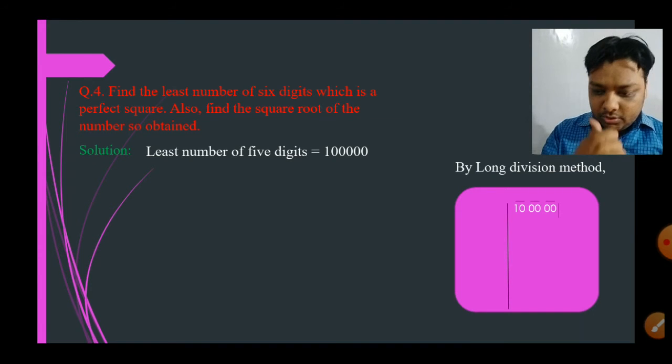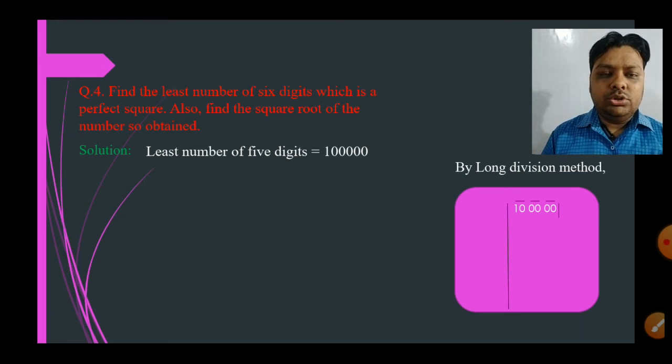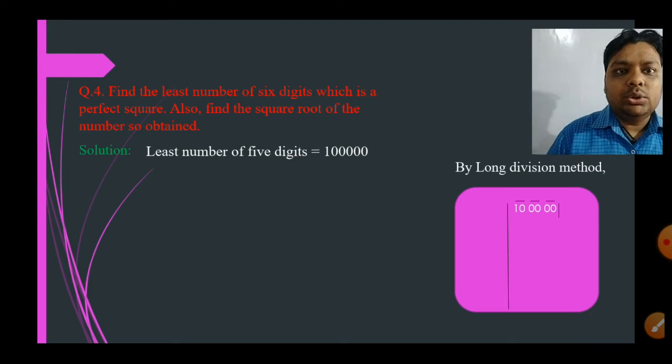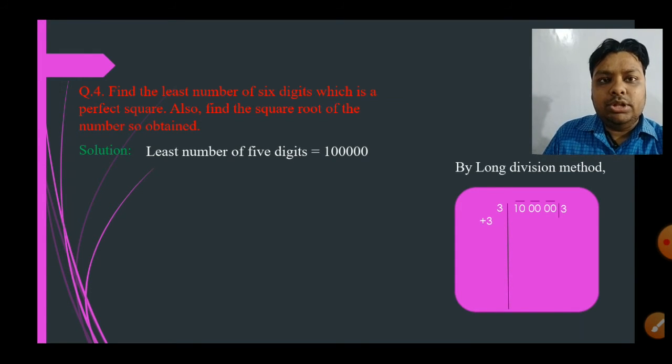Now here you can see that the first period is 10. If we start with 0, then 0 into 0 is 0, very few. Then 1 into 1 is 1, less than 10; 2 into 2 is 4, less than 10; 3 into 3 is 9, less than 10; 4 into 4 is 16, which is more than 10. It means we cannot take 4. We have to take the previous number, that is 3. So 3 into 3 is 9, and we write 3 in the divisor side and 3 in the quotient side. That 9 we will write just below the first period.